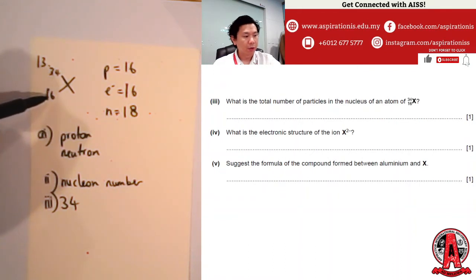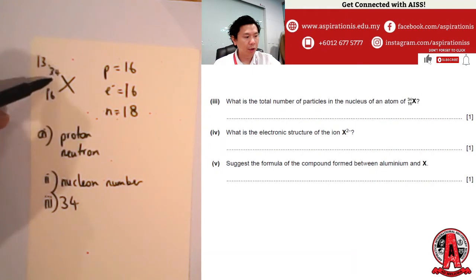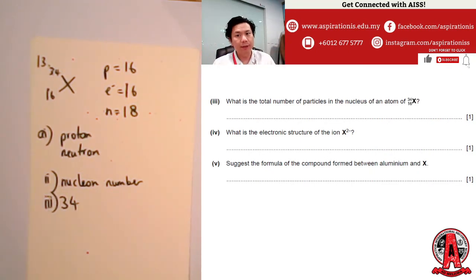So how do we get the number of neutrons? Well, this is the nucleon number. So 16 plus something will be the nucleon number. So it will be 18. How do you get 18? You just take 34, subtract 16. So the number of particles in the nucleus is the nucleon number. It's 34.